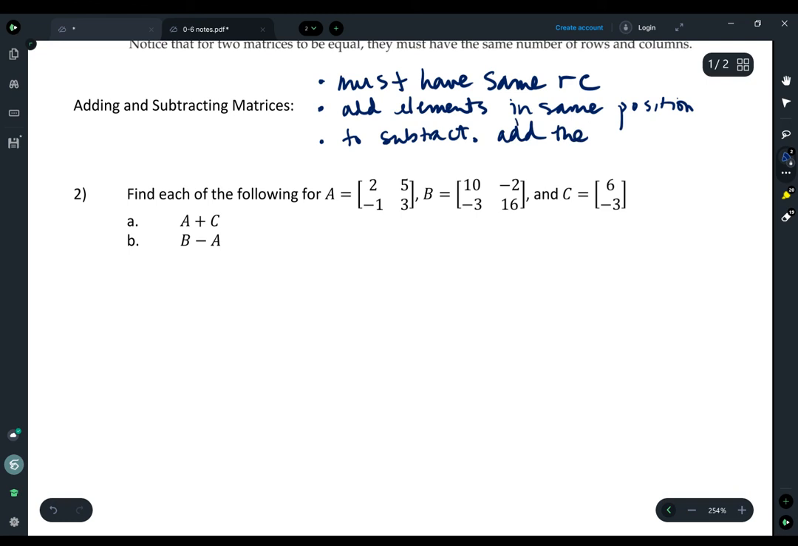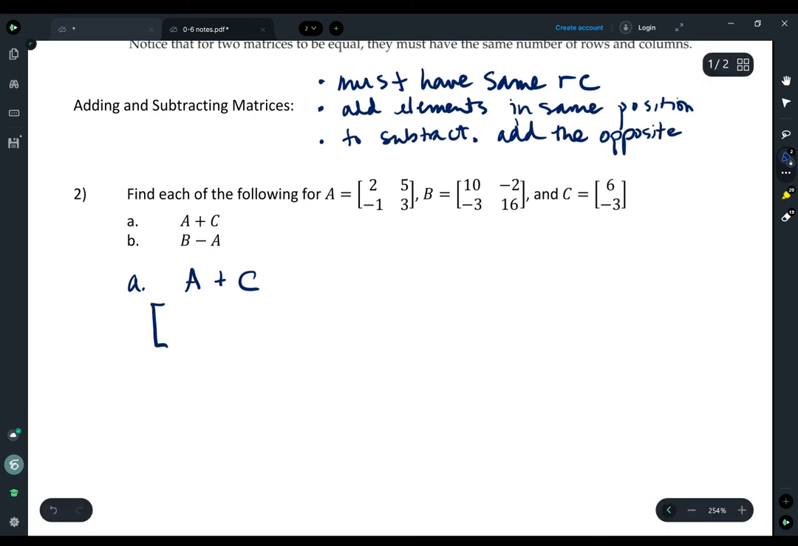Or add the negative. Add the opposite is more mathematically correct, but I know a lot of times students just talk about changing. We just change the sign, right? So for A, we've got A plus C. So when I'm doing work for matrices, I always write down first what I'm doing. So I'm going to write down A plus C. This is how I would show work.